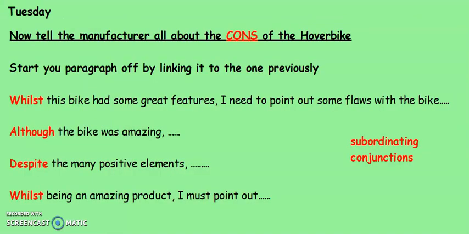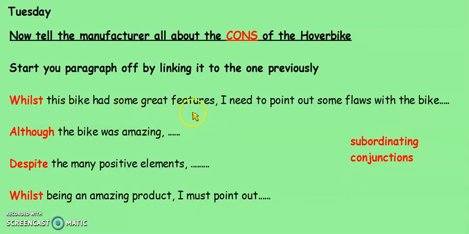Before you start writing, you need to think about your link sentence. Your paragraph needs to link to the one before it. So you're going to recognise that the bike had some great features or amazing features or great elements, and then you're going to point out some of the flaws in the bike or negative aspects or something similar. So we're using subordinating conjunctions here to get us started, which links back with the work we were doing last week on Lost Thing.